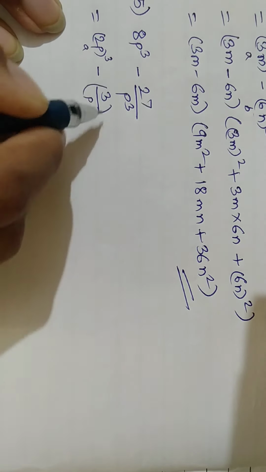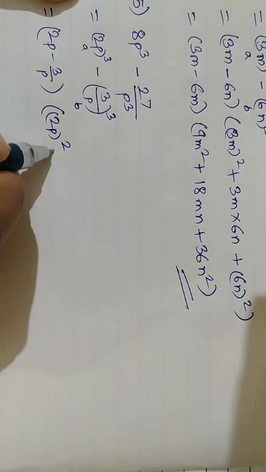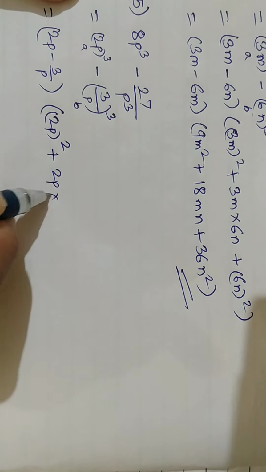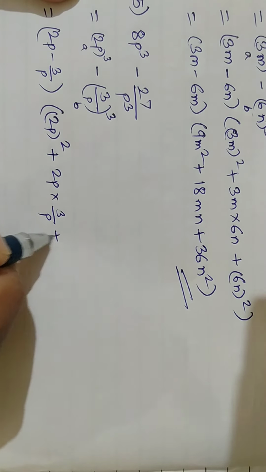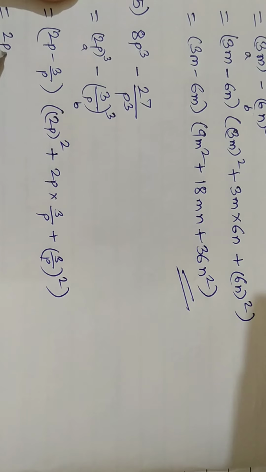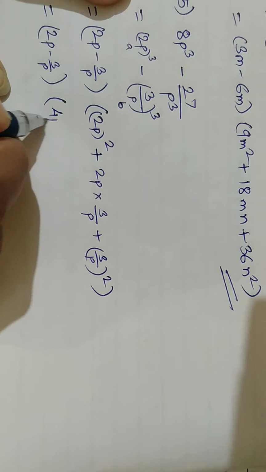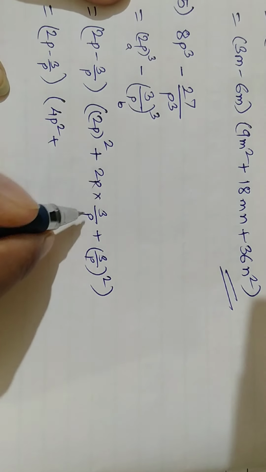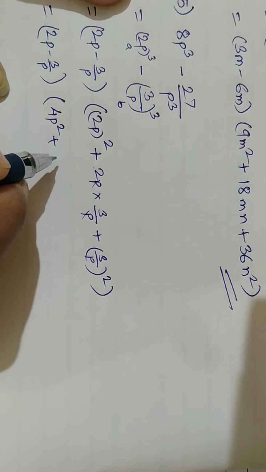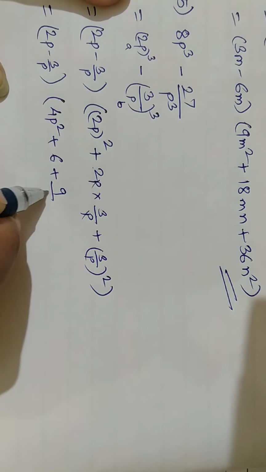2p minus 3 upon p, first bracket, second bracket 2p square plus 2p into 3 upon p plus 9 upon p square. Now 2p minus 3 upon p, first bracket as it is, then second bracket 2p square, that means 4p square, plus here p and p will get cancelled, 3 into 2 is 6, plus 3 square 9 upon p square. This is your final answer.